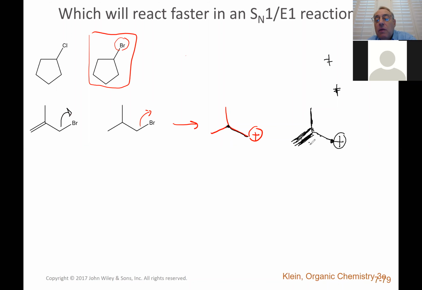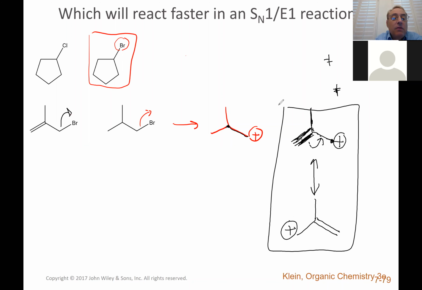And you can just take this pi bond and move it there. Right? Now the positive charge moves there. So this carbocation from this substrate is stabilized by resonance. You can spread out or delocalize the positive charge over these two carbons. And whenever you have resonance or delocalization, that stabilizes the species. So this is a more stable carbocation than this one.